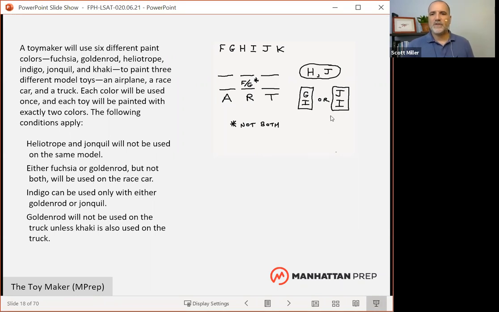Indigo is either with G or J. Okay, so I'm either going to have G with I or J with I, a little "or" in between, making sure I'm representing both possibilities.